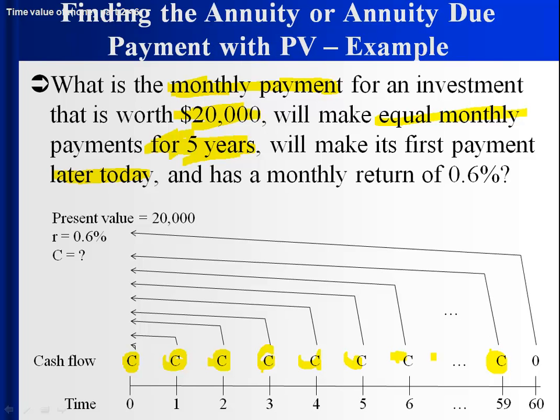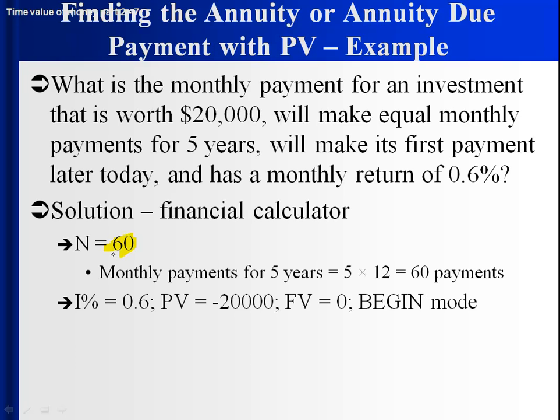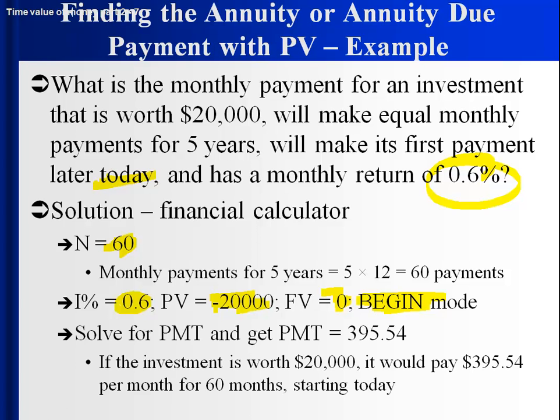It has a monthly return of 0.6%. The present value of all these is equal to 20,000. That's why the value of this investment is 20,000. So what is C? Again, there are 60 payments. I% is 0.6, because that's the rate we're given. The present value of all these cash flows is 20,000, so PV is the opposite of that. Nothing extra. Begin mode, because we're going to be getting our first payment today. And so we'll be getting a cash flow of $395.54 starting today.